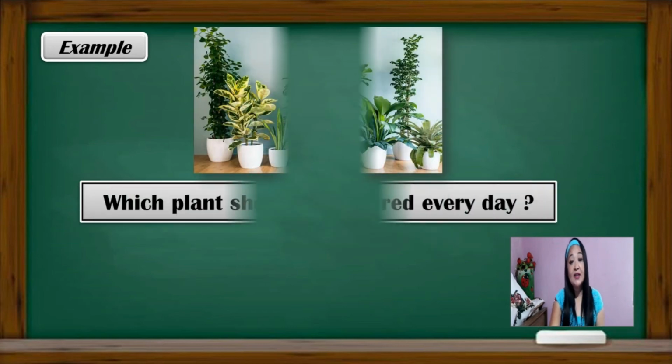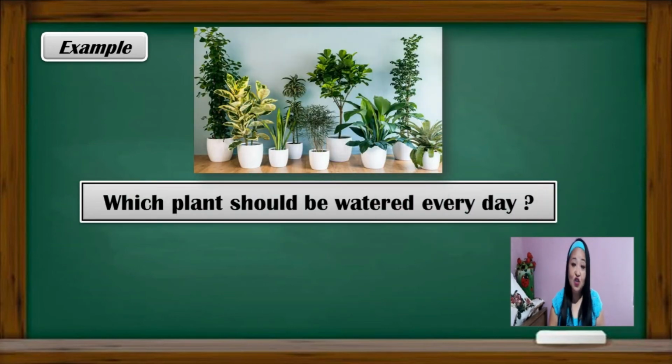Let's see another example. Which plant should be watered every day? You're asking a question, isn't it? So the word which is an adjective here, and with the help of this adjective you're asking a question. So which plant should be watered every day? The word which is an adjective, and what kind of adjective is it? It is an interrogative adjective which asks a question.